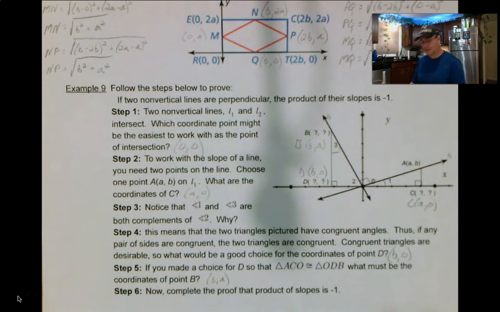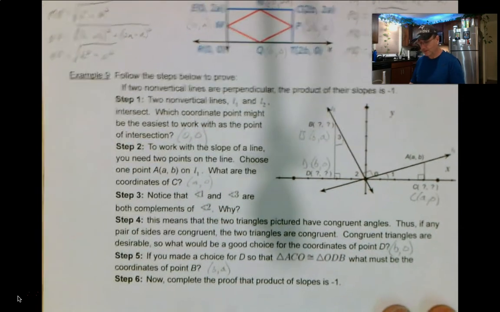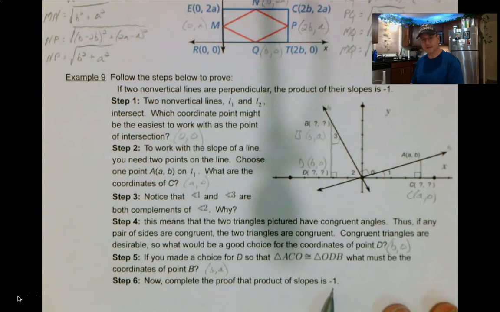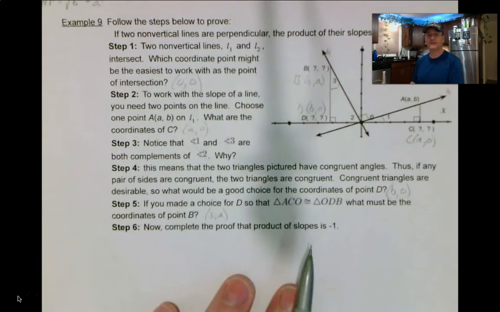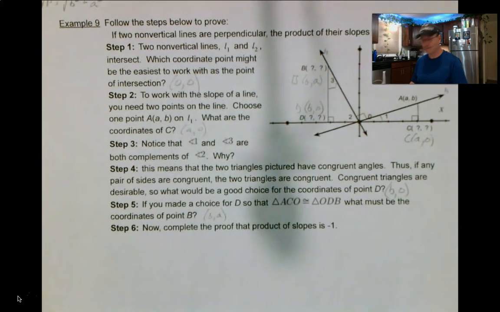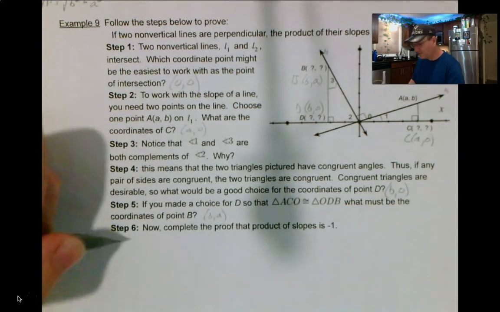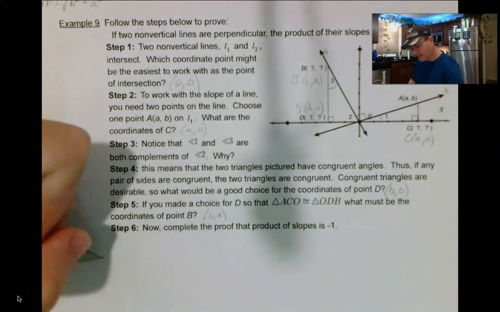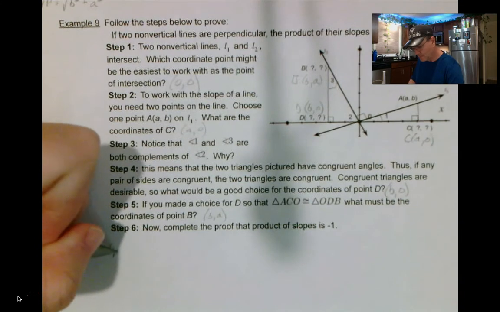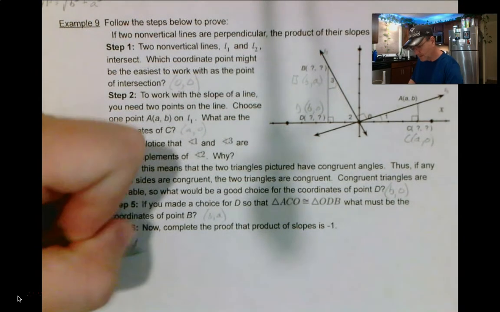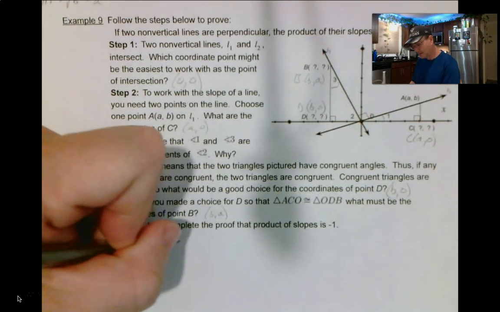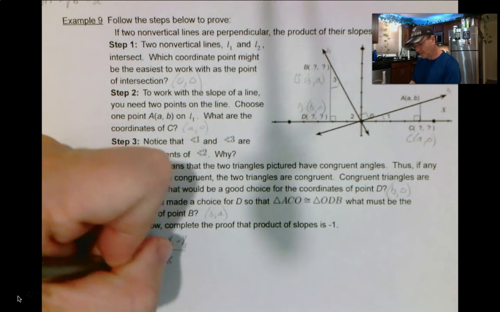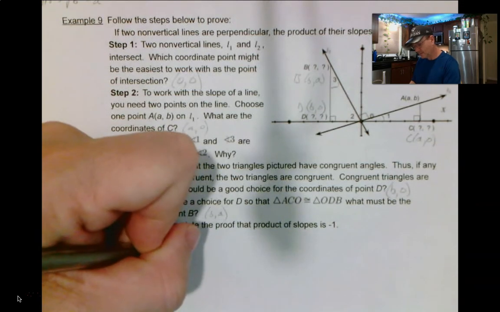Now we can complete the proof. We complete the proof that the product of the slopes is -1. Okay, how do we do that? Well, let's find the slopes and then multiply them together and see that we get -1. What is the slope of line, we'll do line 1 here. So the slope of L1 equals y2 minus y1 over x2 minus x1.